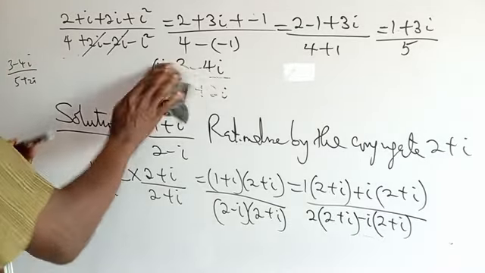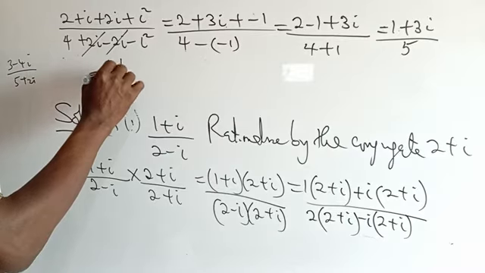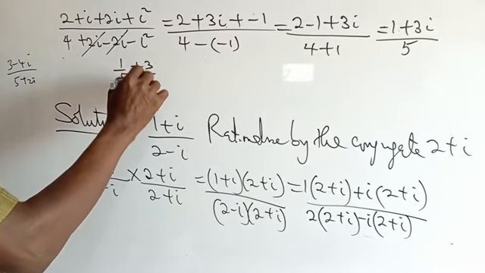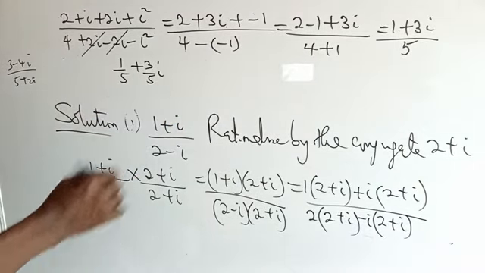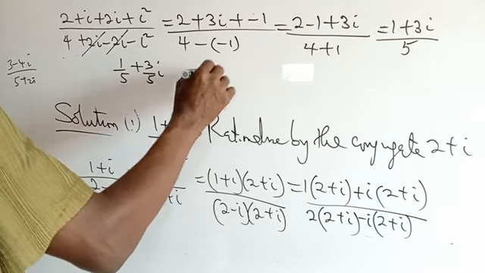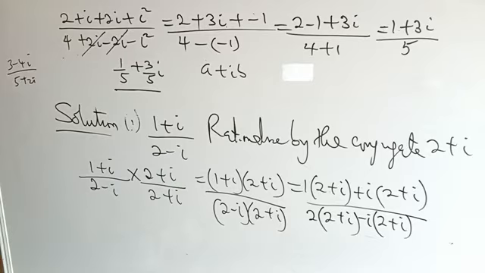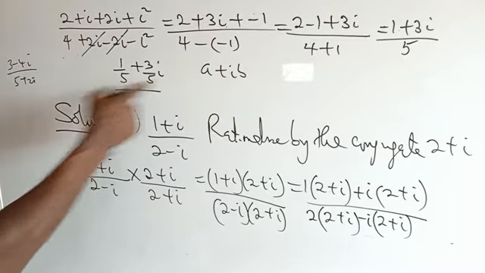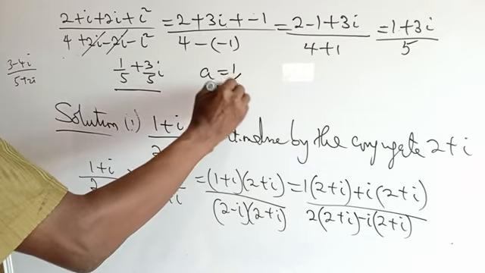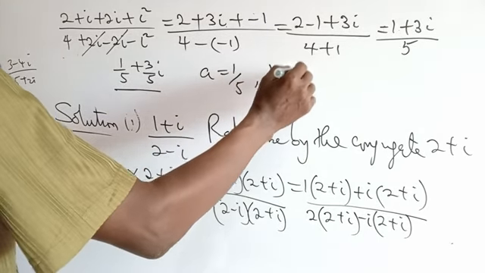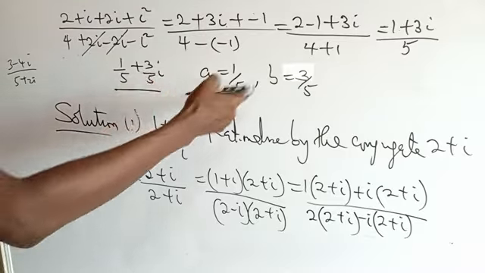Finally, we can split this into 1 over 5 plus 3 over 5 i, because 5 is a divisor for the 3. Okay, so now since the question says we should find the form a plus ib, we have been able to express our result in that form. If you compare this form with what we obtained here, you observe that a is equal to 1 over 5, while b is equal to 3 all over 5.